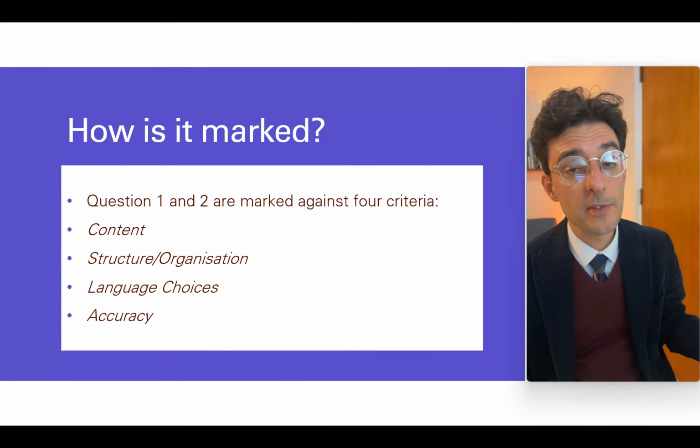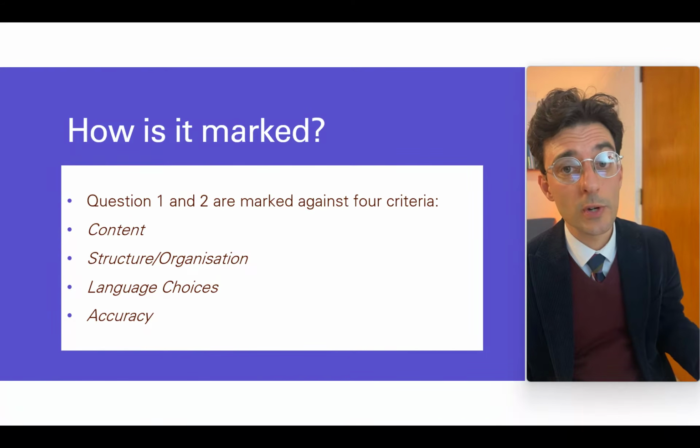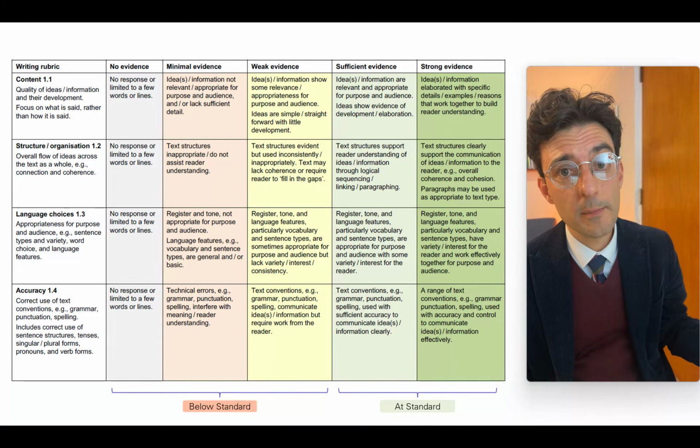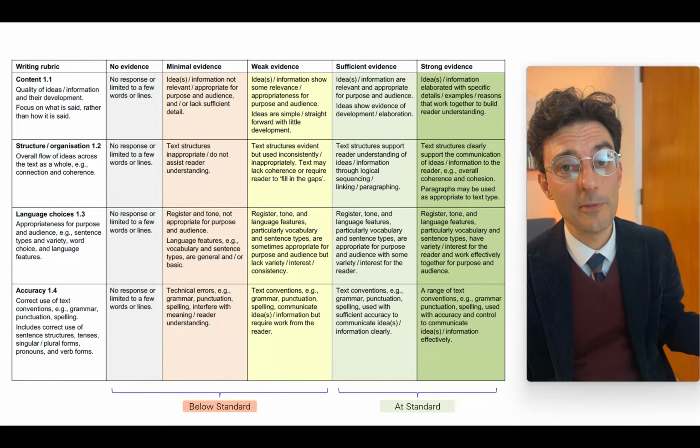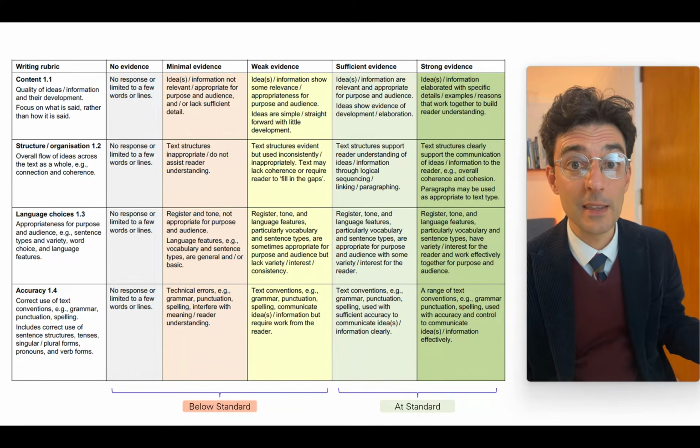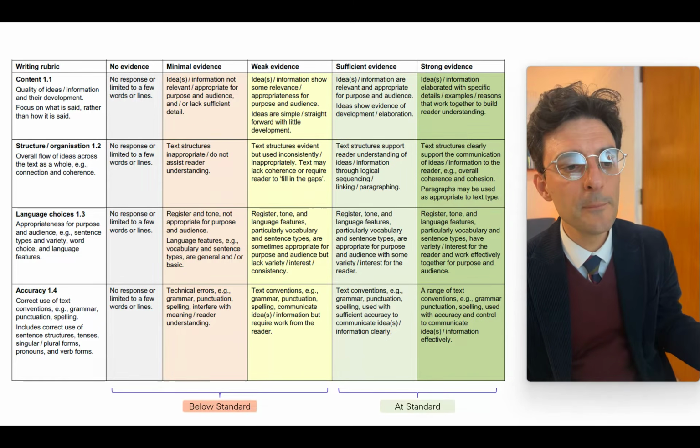How is it marked? There are 4 areas: content, structure and organization, language choices, and accuracy. This is what the mark scheme looks like. I know that's a whole lot to digest and comprehend, but you can find this on the NZQA website if you really want to look at it. I'll try and put a link in the bio so you can find it more easily.